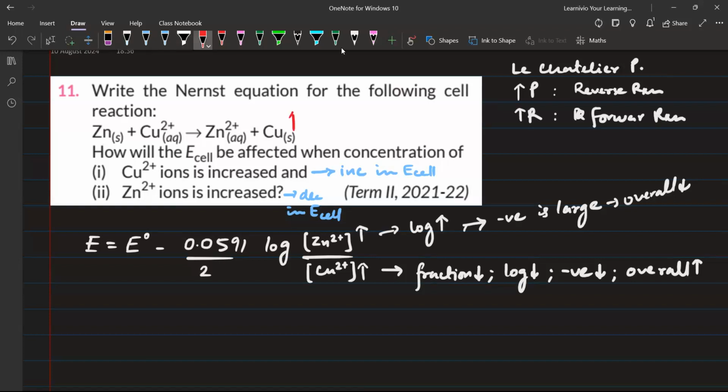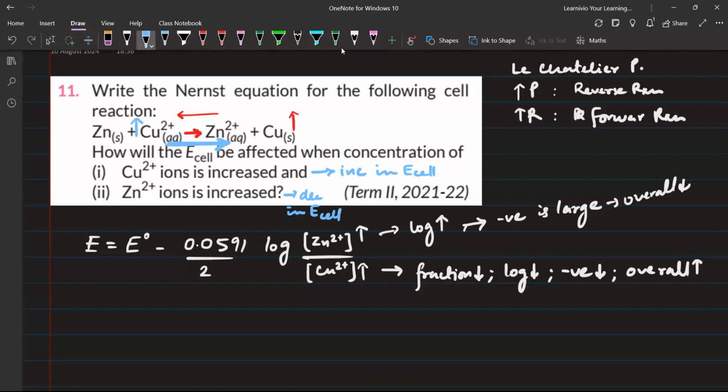I'm increasing the product. If you are going to increase the product, then the opposite reaction will occur. And we all know, if this reaction is giving you electricity, the opposite reaction will require electricity. And that is why the E cell will be lower and lower. So what happens if I increase the copper 2 plus ion? The concentration of reactant increases and the forward reaction will occur.